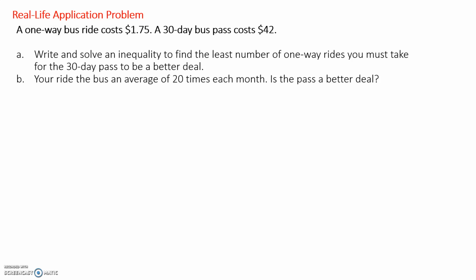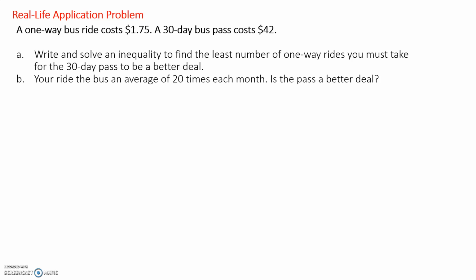All right, so let's go ahead and do a real life application problem. A one-way bus ride costs $1.75. A 30-day bus pass costs $42. Part A: write and solve an inequality to find the least number of one-way rides you must take for the 30-day pass to be a better deal. Part B: you ride the bus an average of 20 times each month. Is the pass a better deal? All right, let's focus on part A for now.